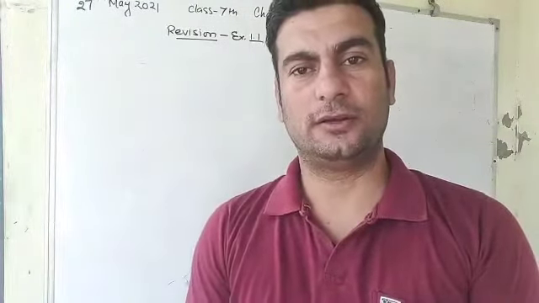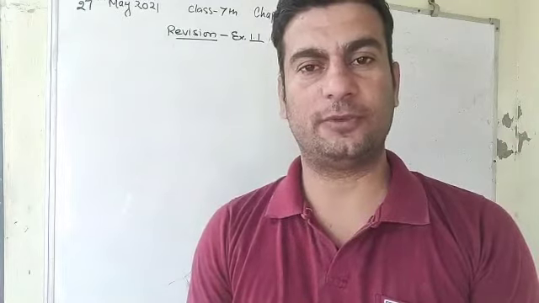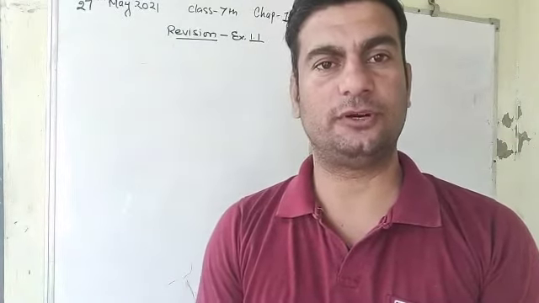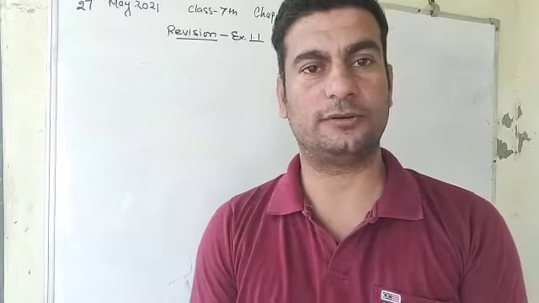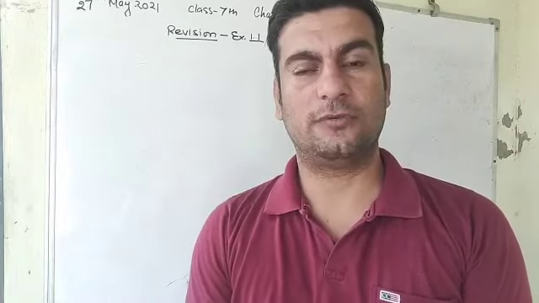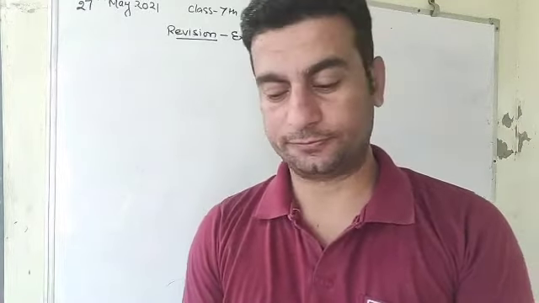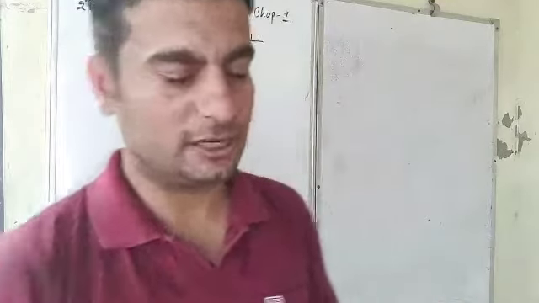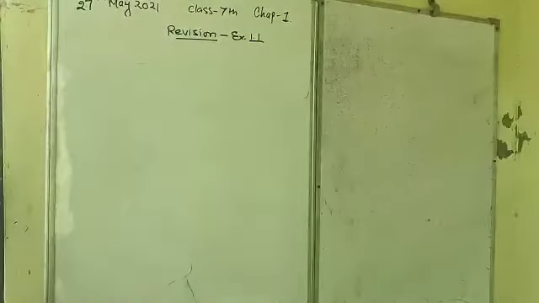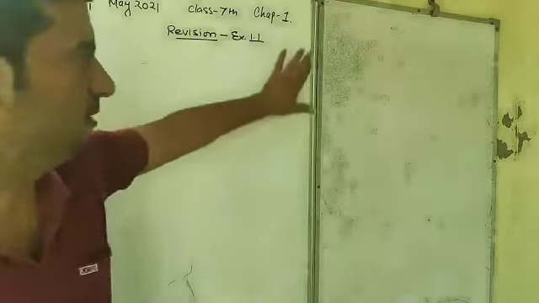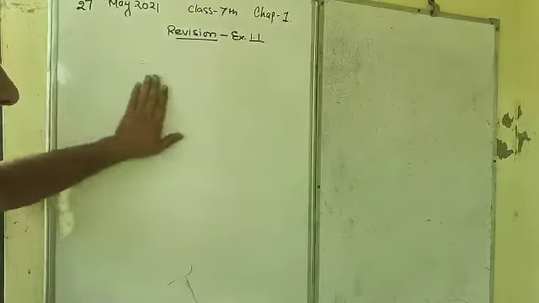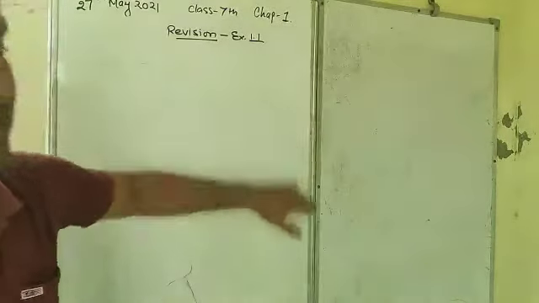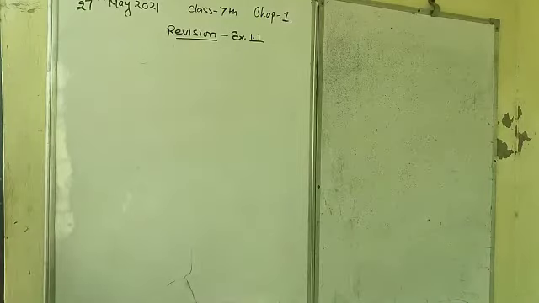Fine. Today we will start our revision from chapter number 1. Today we will do the revision of exercise 1.1. Our first chapter is Integers. And let us start exercise 1.1. You know very well about integers. Integers are both negative and positive numbers. We know very well how to represent numbers on the number line. These are integers on the number line. So look at the first question.